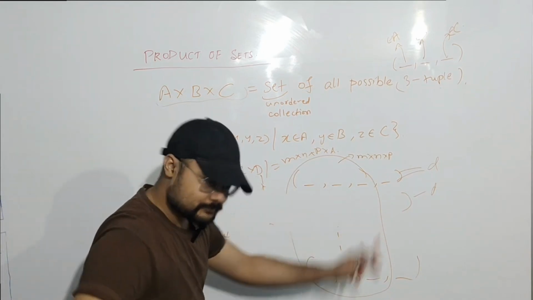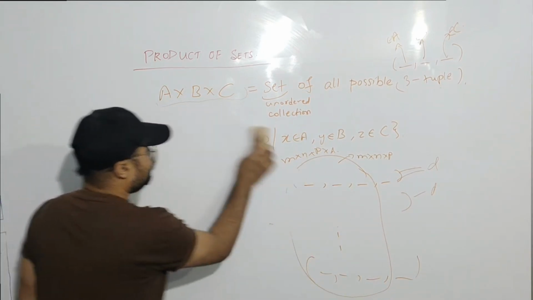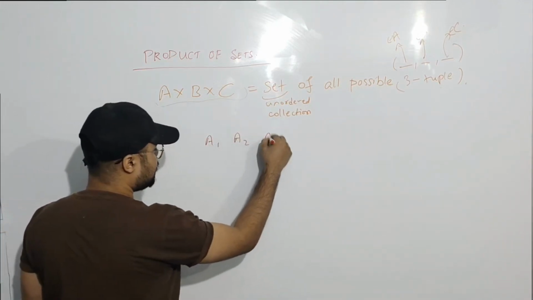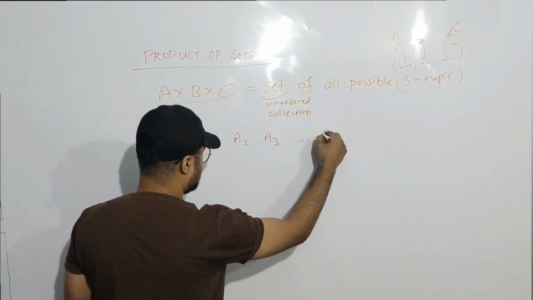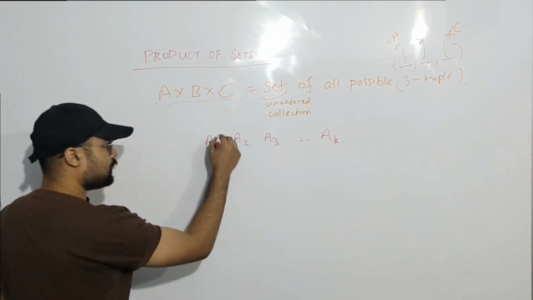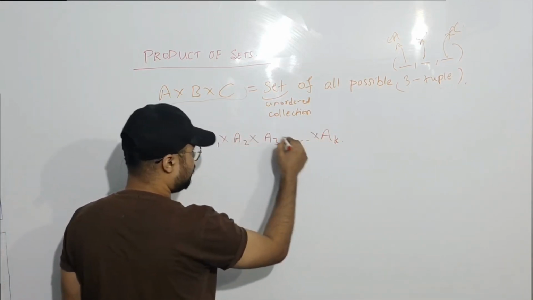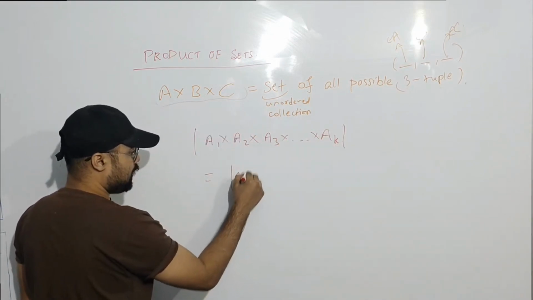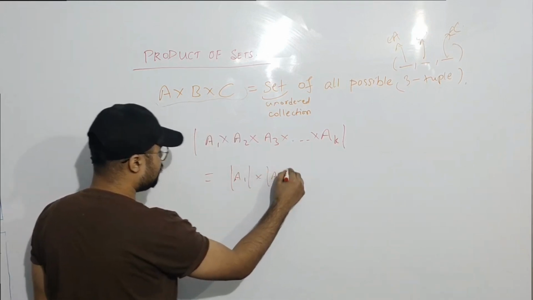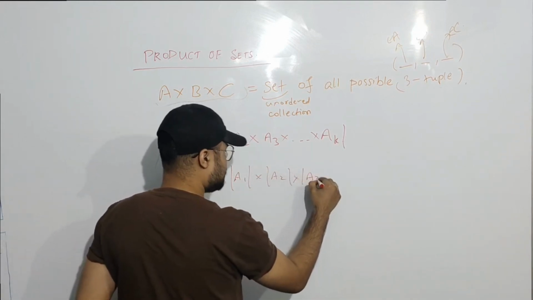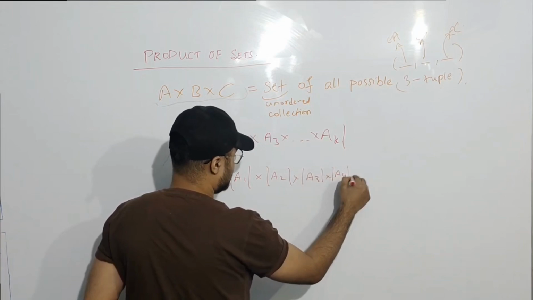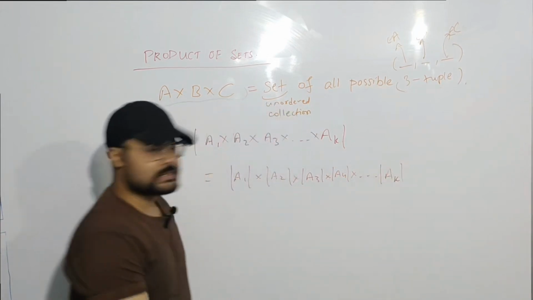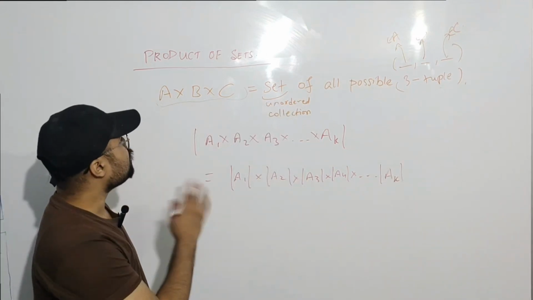I have proven. So let's say if you have set A1, set A2, set A3, and so on, set AK. Then this is the product of such sets. What is the cardinality of this? This is equal to cardinality of A1 into cardinality of A2 into cardinality of A3 into cardinality of A4 into so on, cardinality of AK. This is the result. Okay, so product of sets is over.